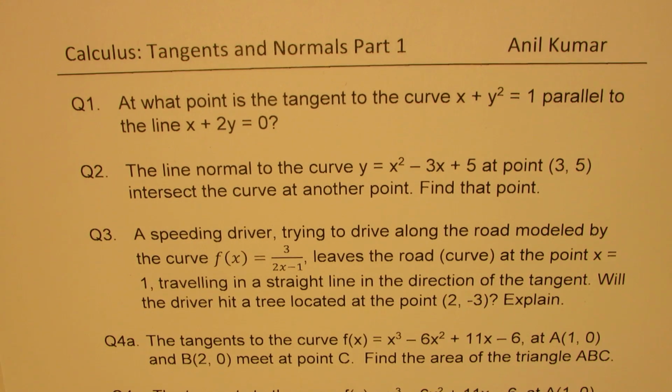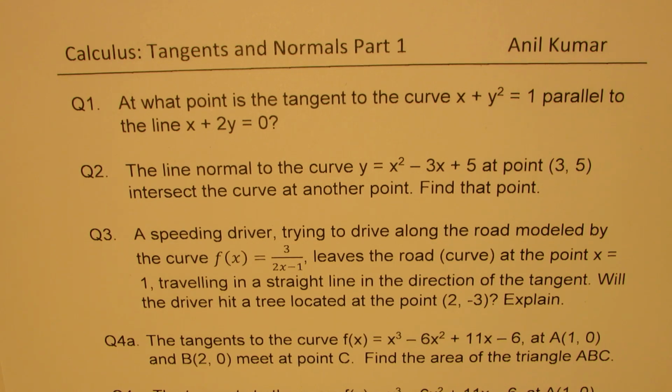Question number 1. At what point is the tangent to the curve x + y² = 1 parallel to the line x + 2y = 0? Question number 2. The line normal to the curve y = x² - 3x + 5 at point (3, 5) intersects the curve at another point. Find that point.